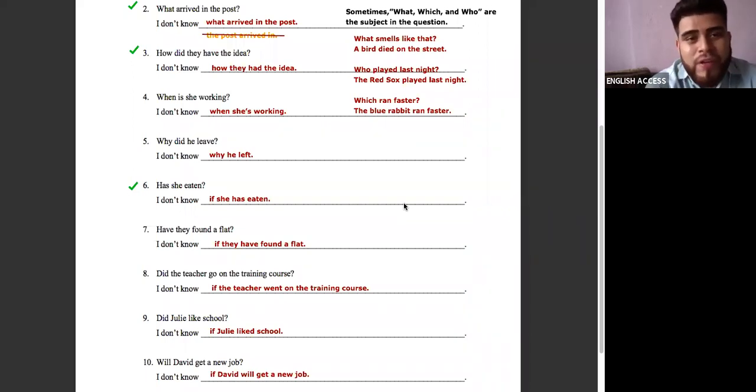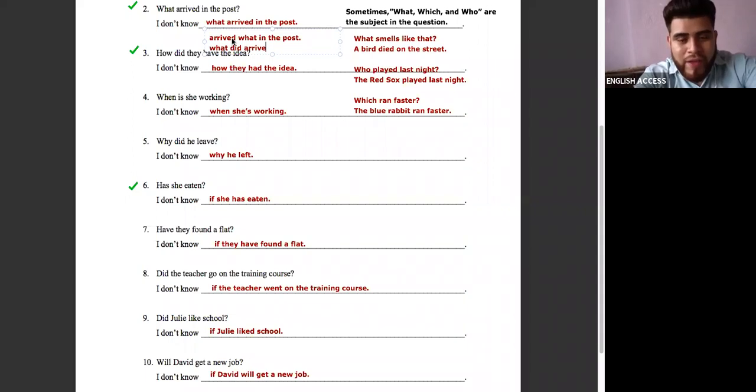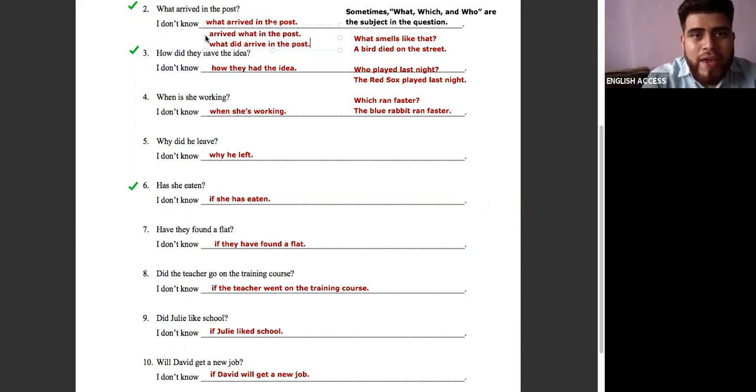Be very careful because on the exam it's going to have something like this. I don't know what arrived in the post. I don't know arrived what in the post. Or I don't know what did arrive in the post. But you have to remember this. Remember that in the embedded questions, we don't use the auxiliary anymore. We don't use auxiliary at all.